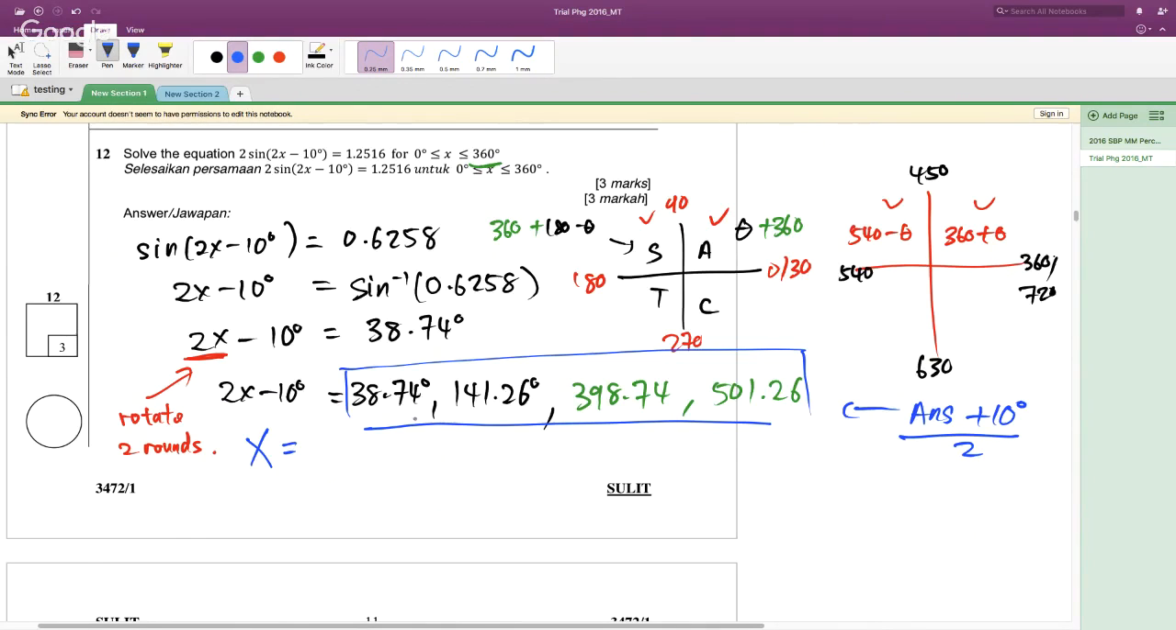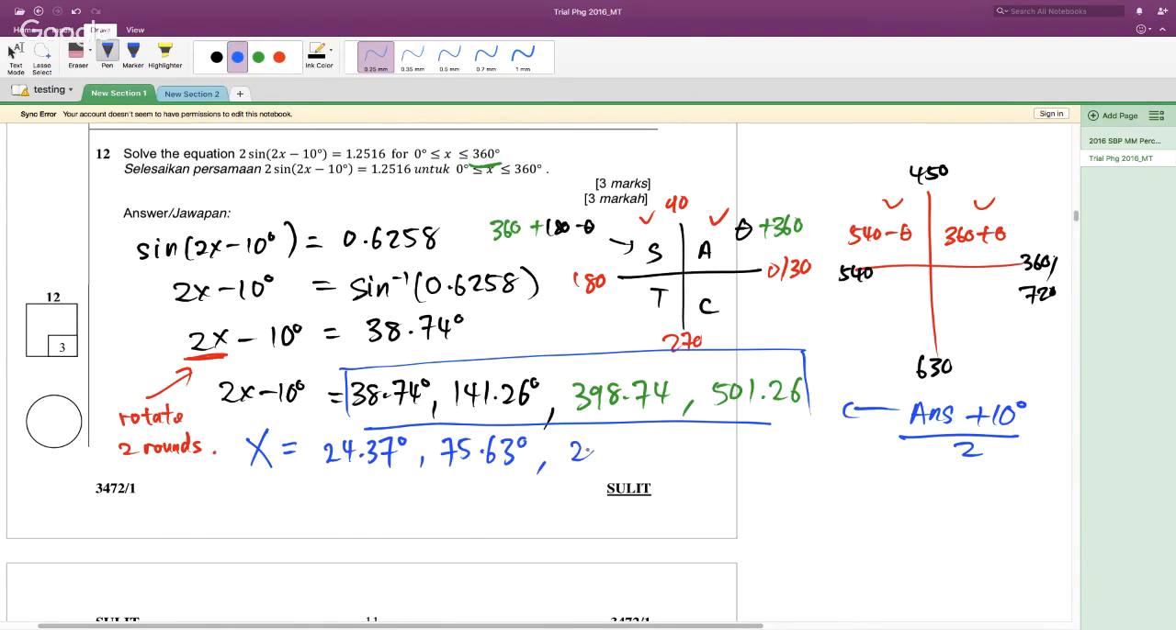So I move to the other side, it's plus 10 over 2, right? So I will do something like 38.74 plus 10 and then divided by 2. So the first angle I get is 24.37. And I do the same for the rest. Plus 10 divided by 2. So I will get 75.63. And then 398.74 plus 10 divided by 2.